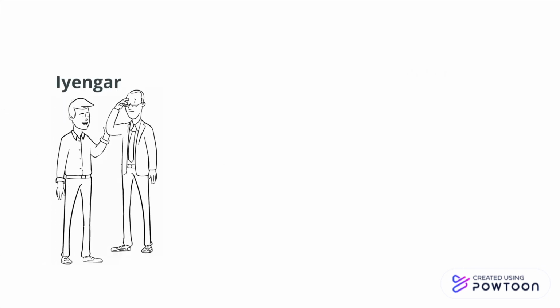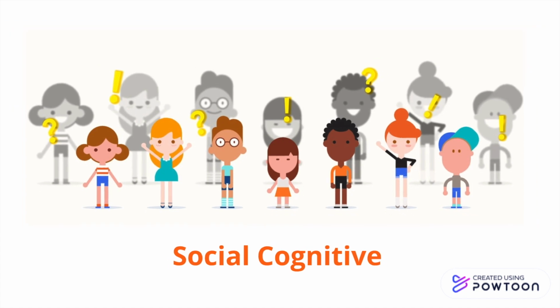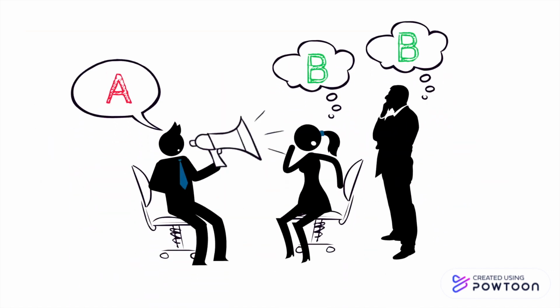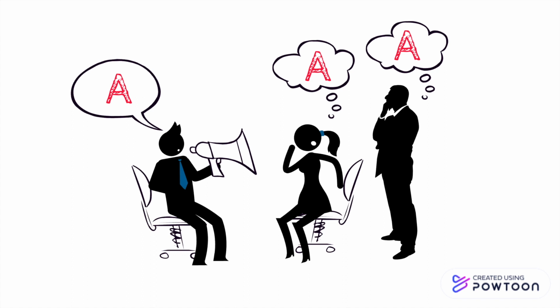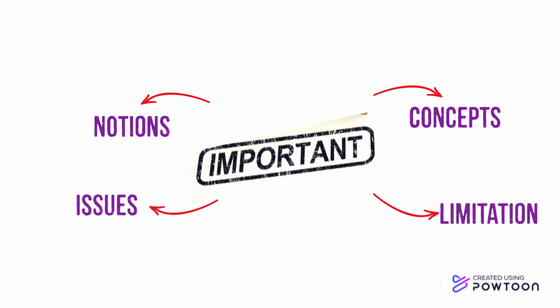This theory was invented by Iyengar, Peters, and Kender in 1982 and labeled as the priming effect. Priming is based on the social cognitive model of human memory, which is a branch of cognitive psychology. This principle explains how a single thought can lead to a chain of related thoughts. Now let us share with you some important notions and concepts along with some issues and limitations of this theory.